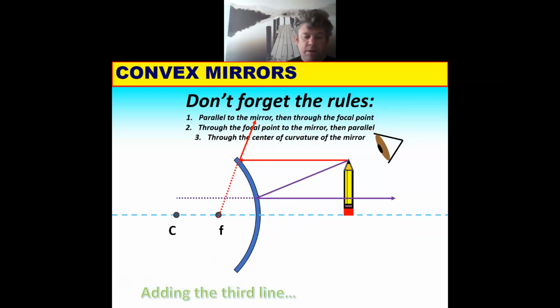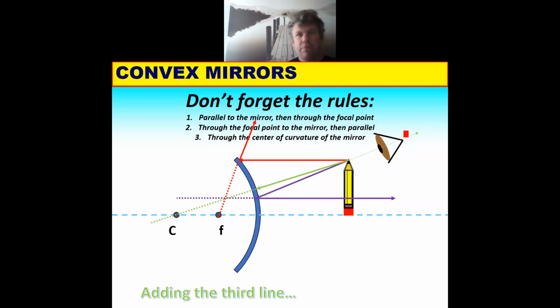All right? Add the third line in just for uniformity's sake, just to be able to go through and do all the rules. But really, we don't need the third rule. That one will hit the mirror through the center of curvature. It'll bounce straight back out, right back out through our eye. And then we'll see that one goes there.